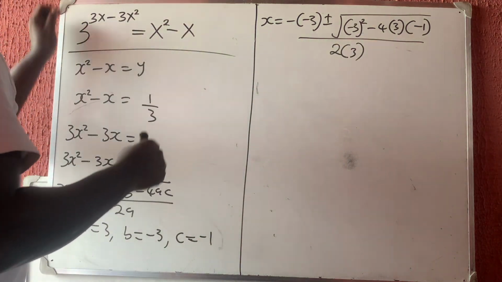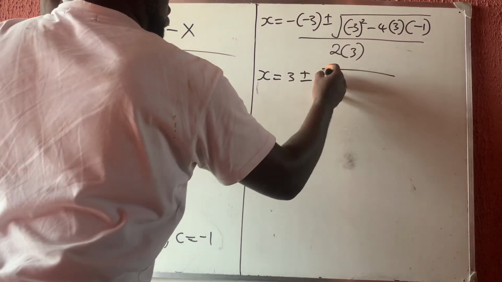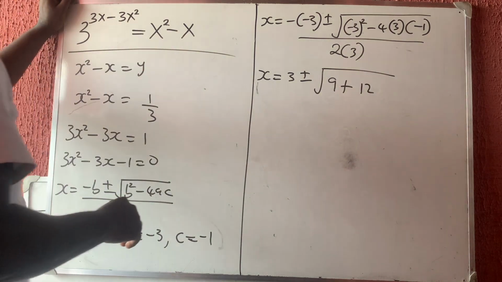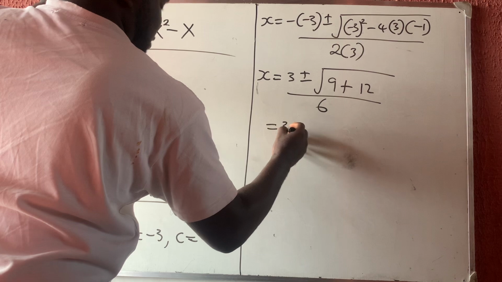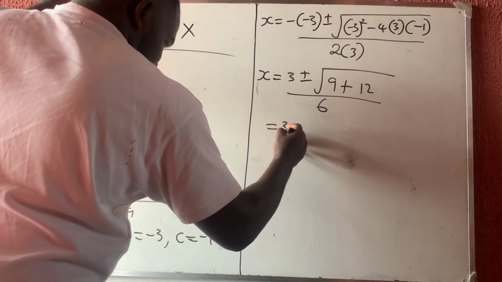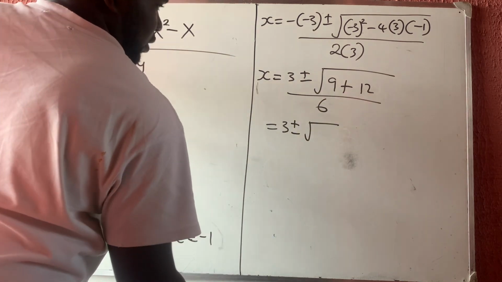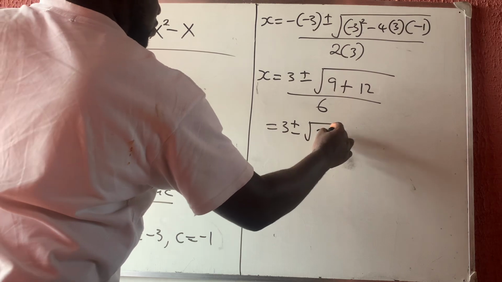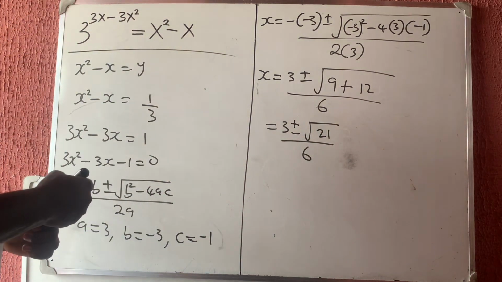So I'm having that my x is equal to 3 plus or minus the square root of 9 plus 3 times 4 is 12, so 9 plus 12, everything over 6. So I'm having that this is 3 plus or minus the square root of 9 plus 12, this is 21, 21 all over 6. So that is that for that.